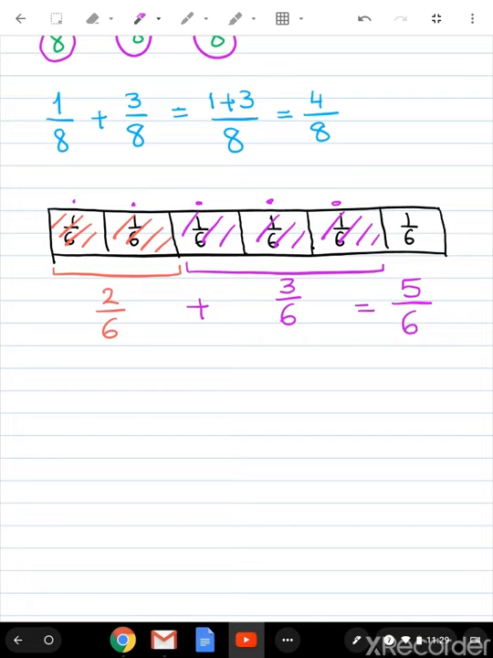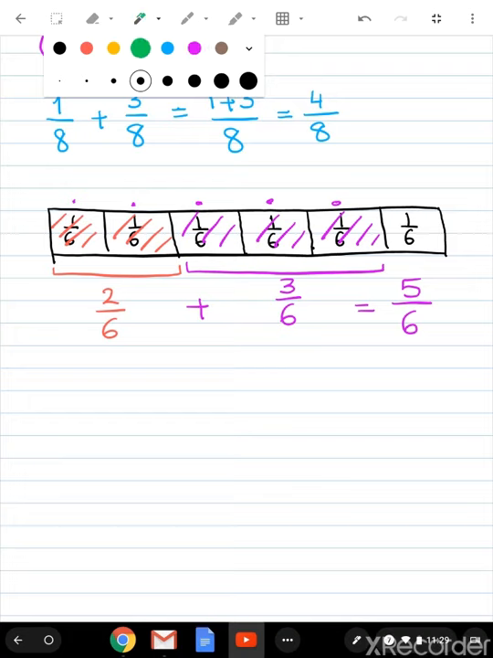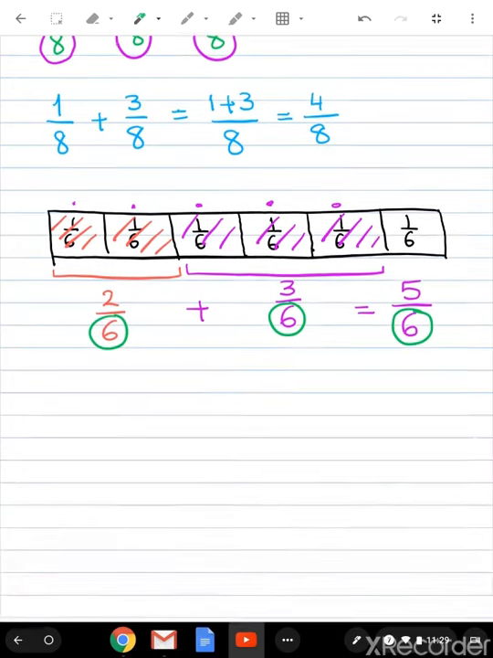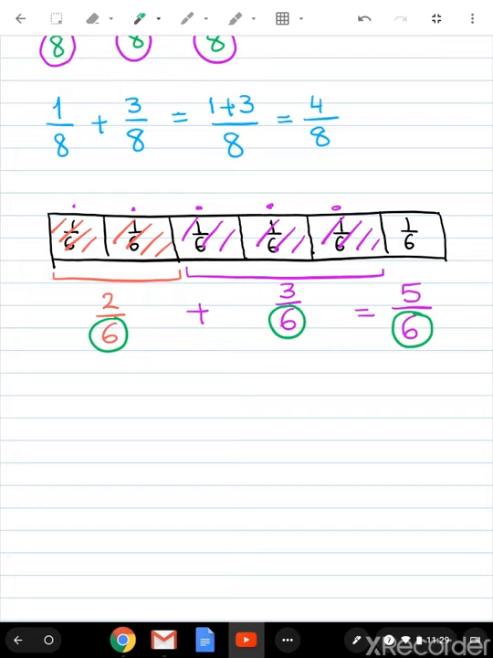See again here, when we are adding the fractions, they should have a common denominator. We cannot add fractions with different denominators. And when we add, the denominator stays the same and we add only the numerator. Let us see another example from your book.